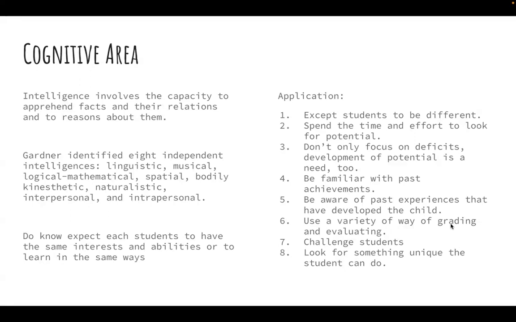Be familiar with past achievements. Again, you have to know your students in order to do this. Be aware of past experiences that have developed the child. Now, this is not always possible, but again, by talking to your students, getting to know them, getting to know their family, engaging with their family, you get a better picture of what is happening.